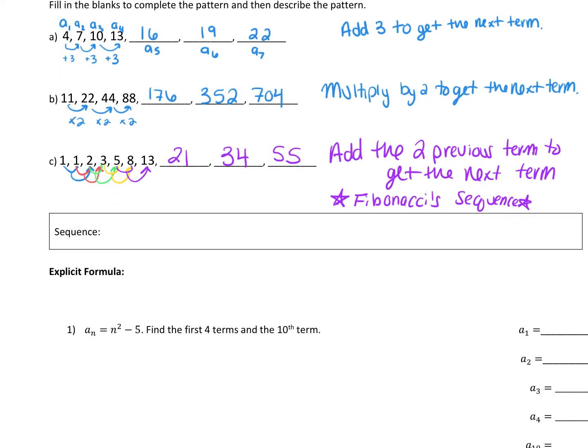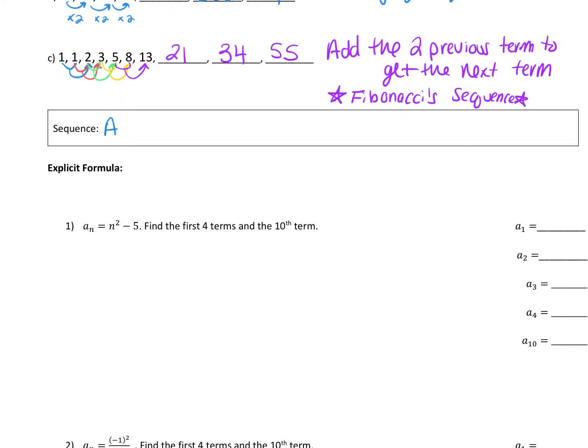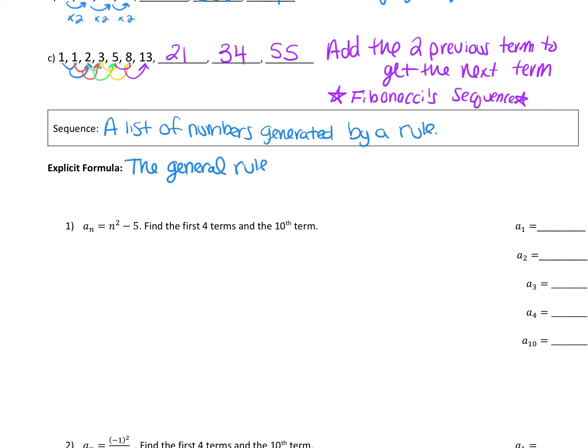So we're talking about what is a sequence. A sequence is a list of numbers generated by a rule. We're going to have two types of formulas when we talk about sequences. We're going to have something called an explicit formula, and this is just the general rule of the sequence. For example, if we had something like a sub n equals n plus 3.